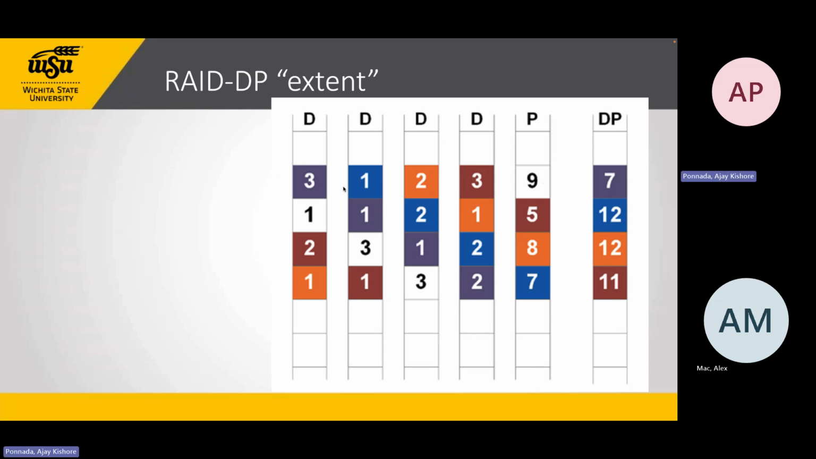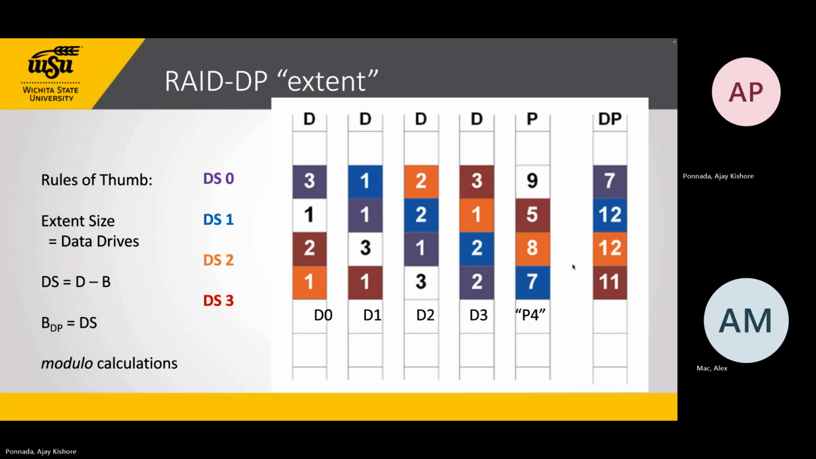Let's see. So these are the data bits, data drives. D0, D1, D2, D3. We have 4 data drives, and we have 1 parity drive, and we have 1 diagonal parity drive. So you now know how to calculate parity drives and diagonal parity drives, right? Any question in calculating parities and diagonal parity drives? It's simple. Just add these numbers, you get this one. Just add these colors, you will get the diagonal parity, right? That's simple.